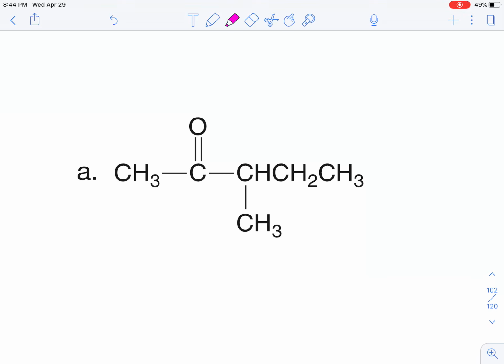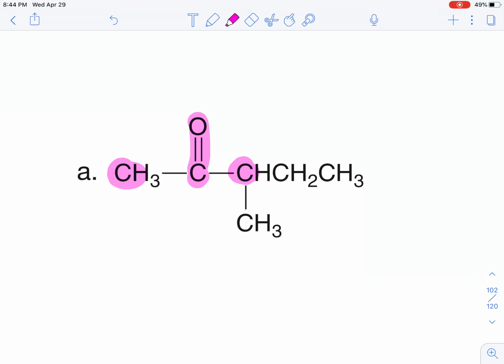My first step is to figure out my longest carbon chain that contains my ketone. Well, this is my carbonyl group, that's the central part of the ketone. And so, therefore, I have to use this carbon because it's connected to my carbonyl carbon, and I have to use this carbon. So all three of these that I highlighted will represent the ketone group.